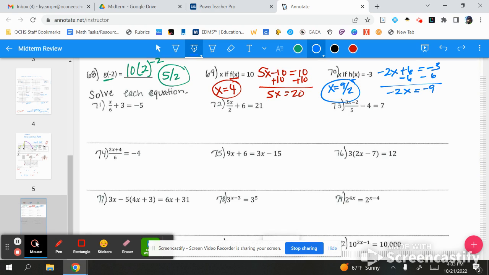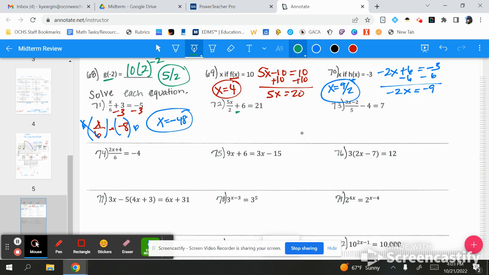These next problems, we're just going to solve each equation. So the first thing I got to get rid of is my 3. I'm going to subtract 3 from each side. So we have x over 6 is going to be equal to negative 8. We're going to multiply each side by 6. These cancel, so x is equal to negative 48.